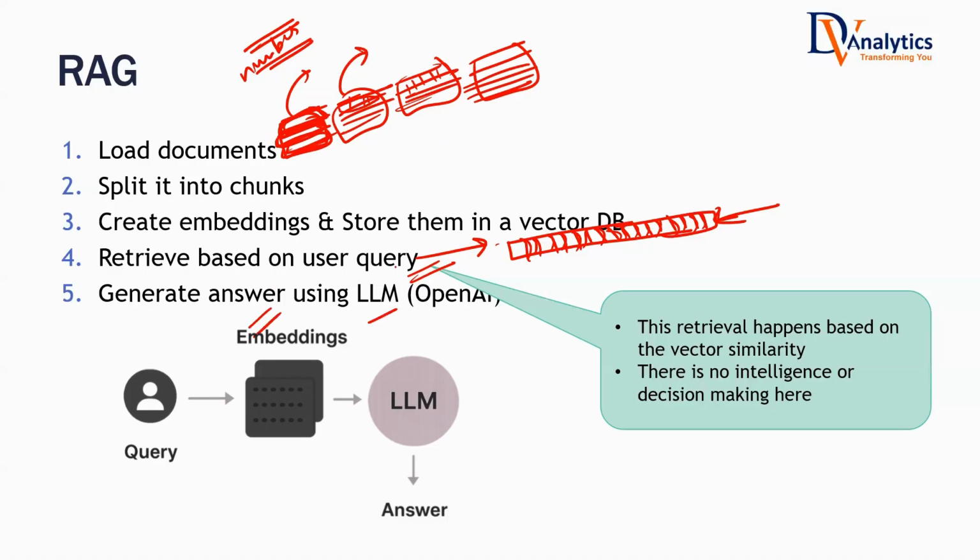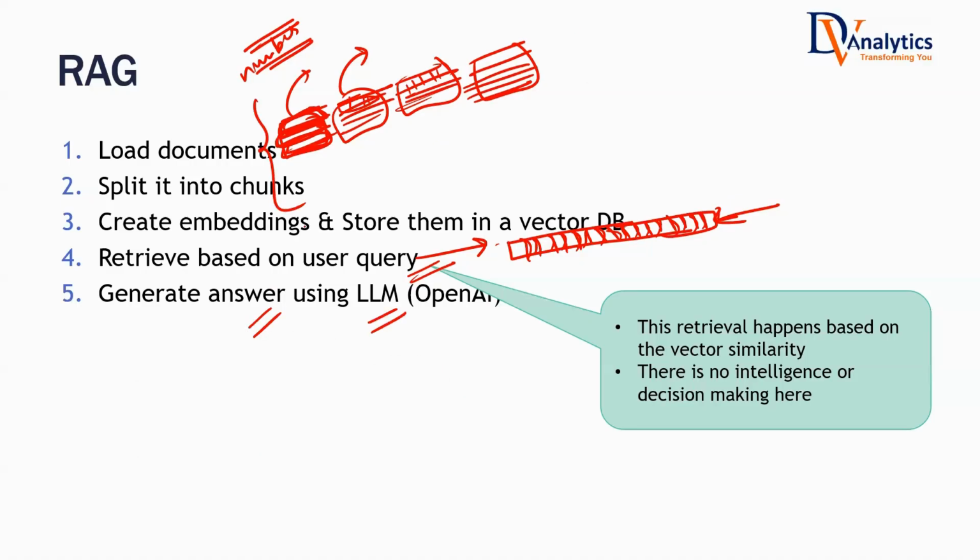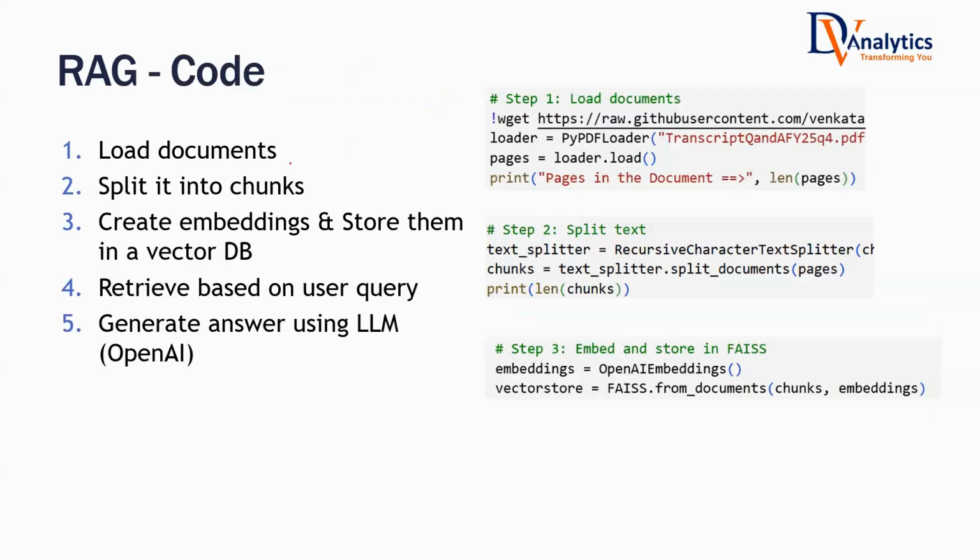So the LLM will generate the answer, but from this set of documents that you have given, it will not go to the internet and search for the answer. So the RAG code, right now I'm going to write the code for it, but quickly I'll walk through this.